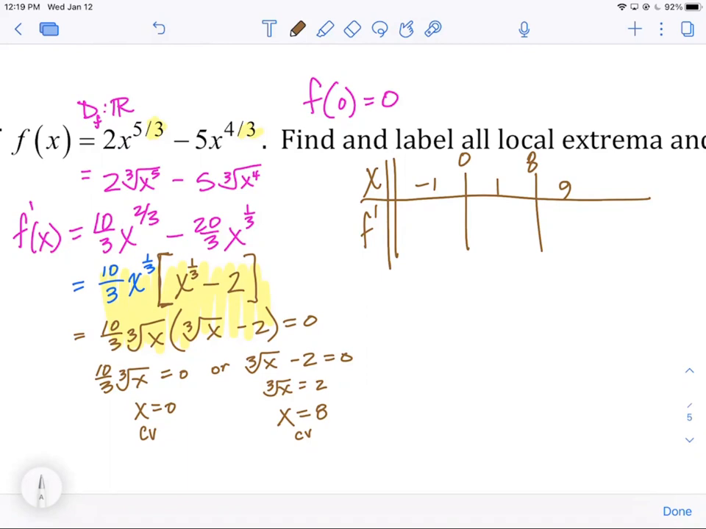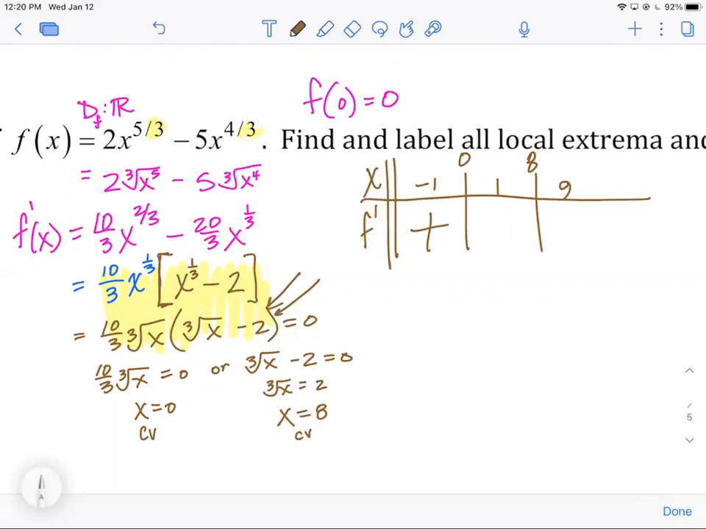Now I'm going to plug it into this bottom one. And we just want the sign. 10/3 doesn't affect the sign. The cube root of a negative number is a negative. And on the inside, I get the cube root of -1, which is what? -1, right. And -1 minus 2 is negative. So I get a negative times a negative, which is positive.